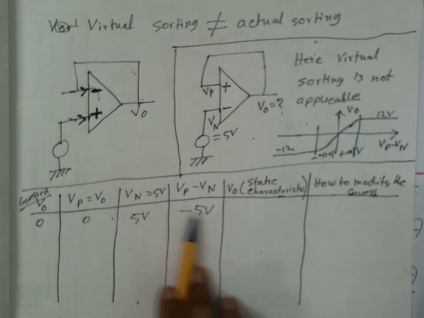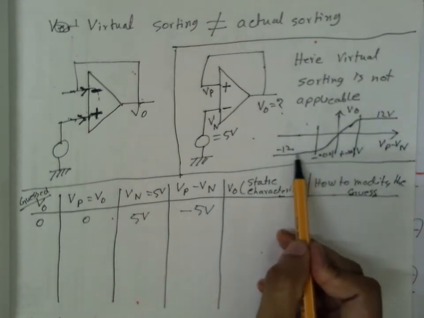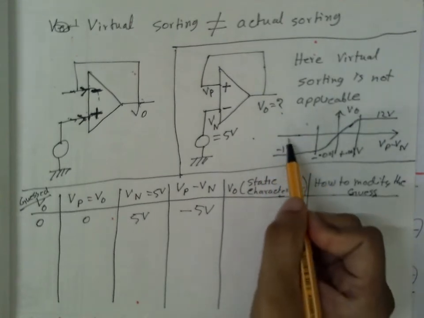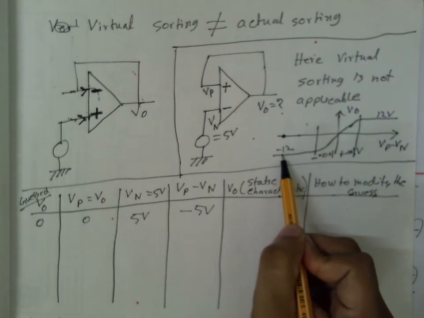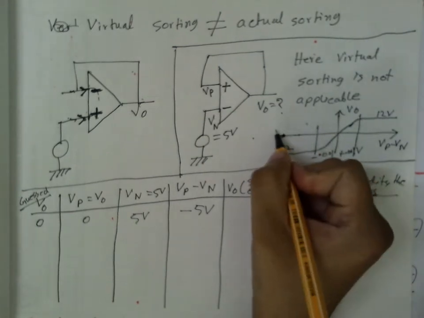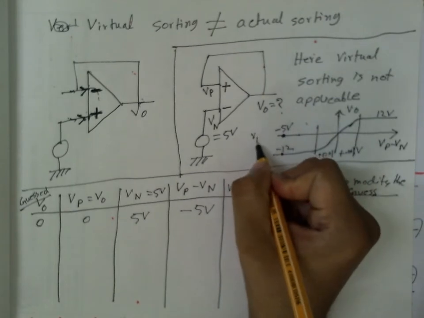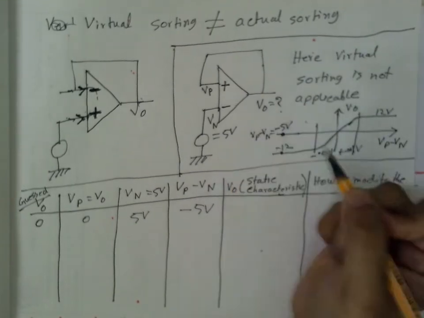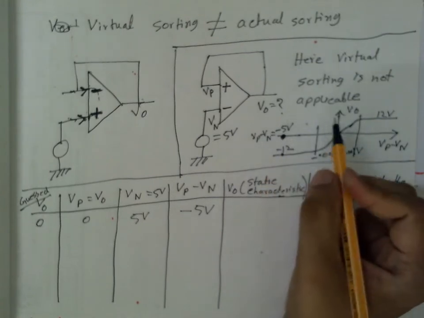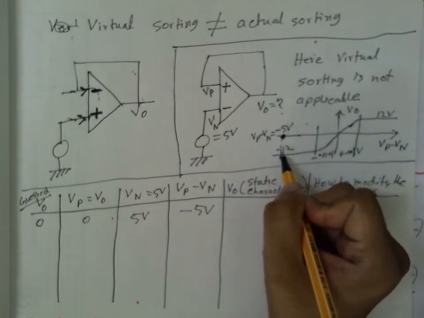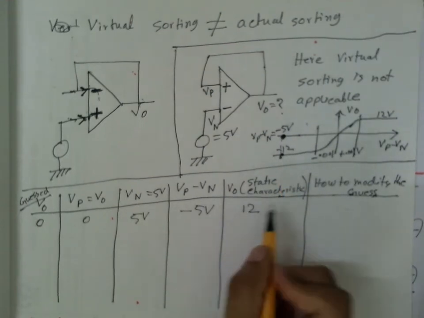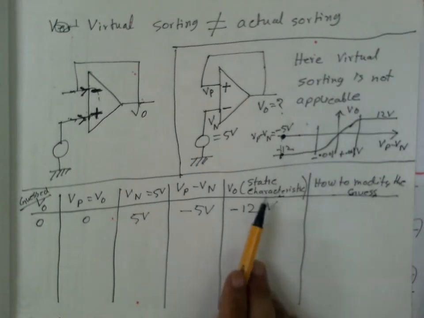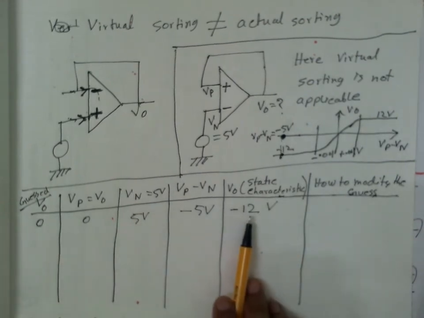so this Vp minus Vn is minus 5 volt, so it lies somewhere here. Okay, so somewhere here is the minus 5 volt, and at that point we see that the output should be minus 12 volt. So Vp minus Vn is equal to minus 5 volt at this point, and here we see that the output should be minus 12 volt. So we started with a guess of 0 volt and found that the VO should be negative.